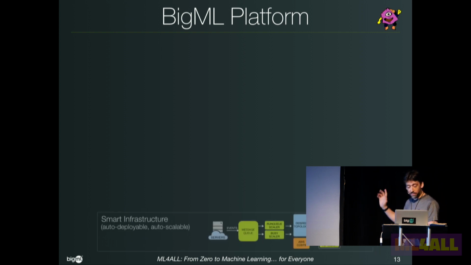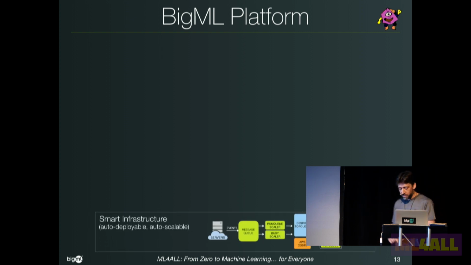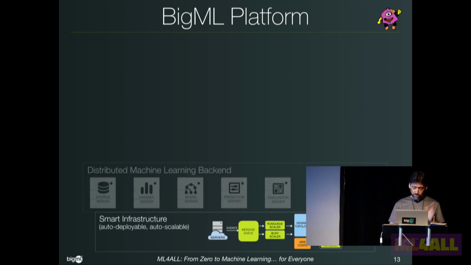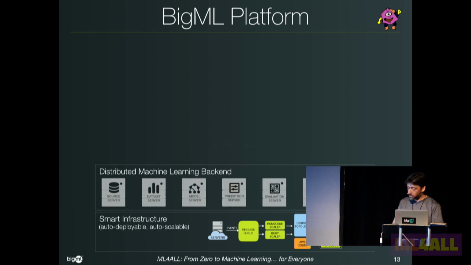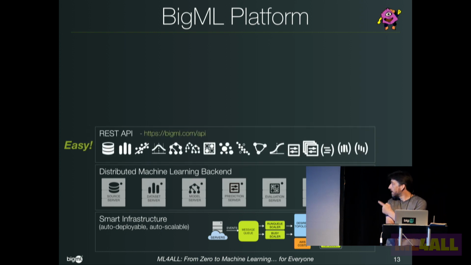The platform itself. Smart infrastructure, that's the piece I wrote, manages the cloud. Hopefully everything's working right now. Manages the distributed machine learning backend, creates a REST API. So that part makes machine learning easy, having a REST API. If you're software developers in here, we were one of the very first. The only thing that really beat us was the Google Predict API, but I don't think that qualifies as a machine learning API. So that makes things easy.